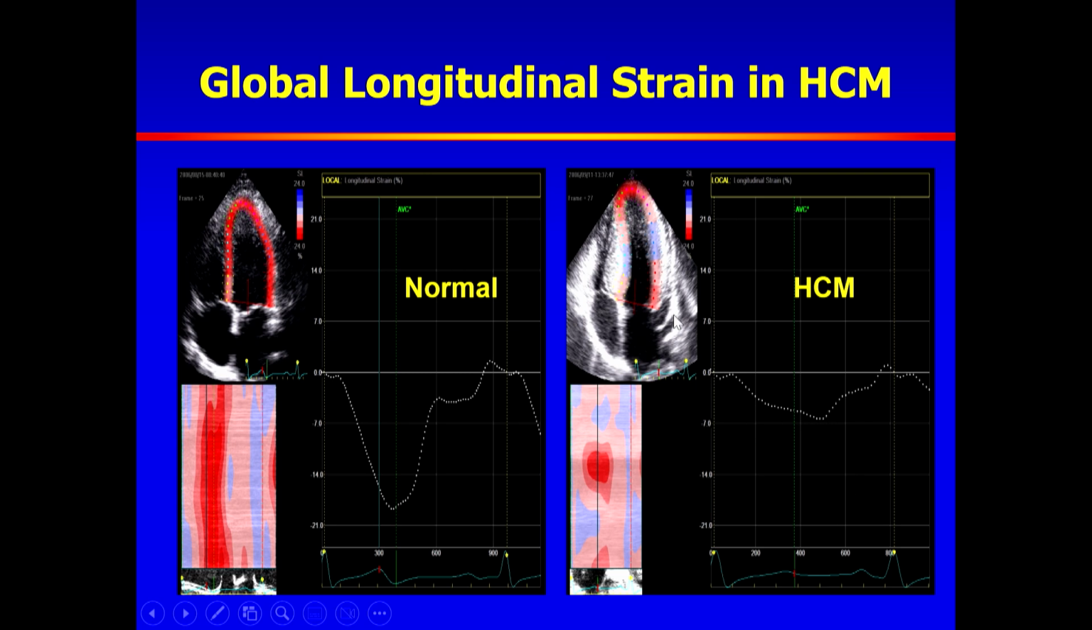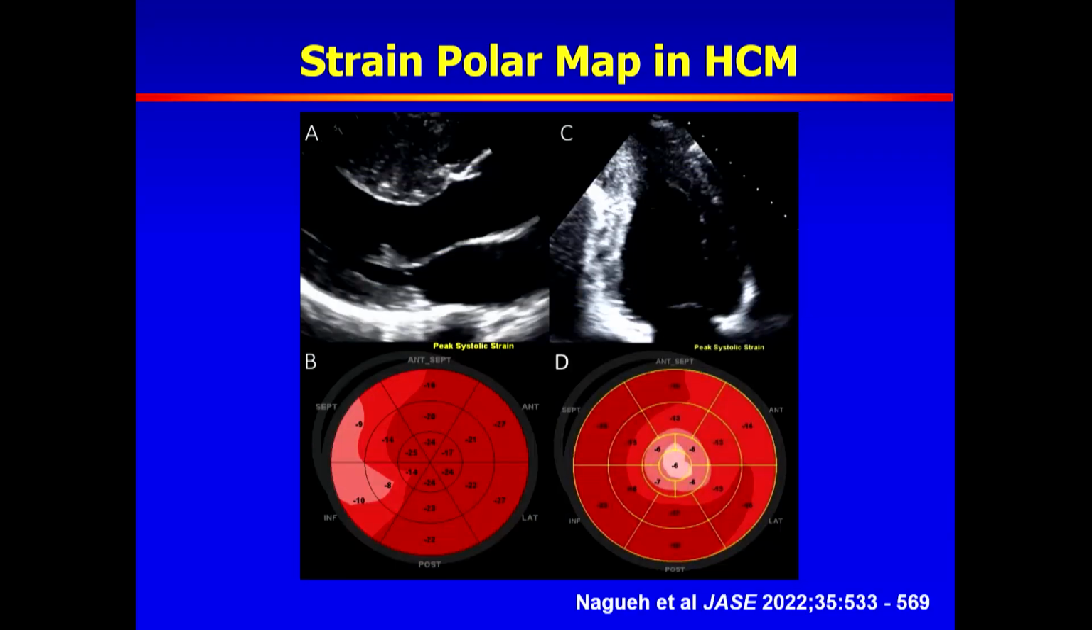Global strain has been associated with adverse outcomes, but per se is not an established marker of sudden death. So we routinely acquire it, and we routinely include it in the report of these cases. The strain pattern can also give insights to the hypertrophy pattern. So that's a patient with septal hypertrophy, and you see the reduced strain in the septal segments. In contrast, this is a patient with apical hypertrophy, and you see the reduced apical strain.